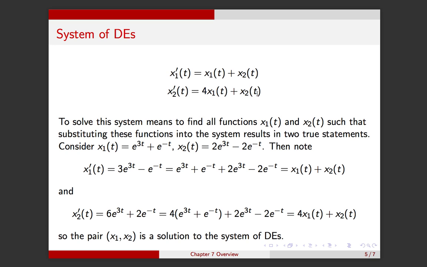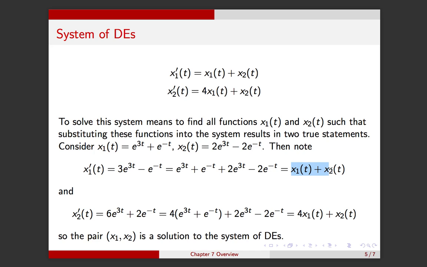So consider these two functions. I'm just pulling these out of a hat, okay? So don't worry about where they came from. Consider this function of time here, x1 equals e to the 3t plus e to the negative t. Consider this other function, x2, twice e to the 3t minus 2 e to the negative t. Notice the x1 prime is this, right? 3 e to the 3t minus e to the negative t. The chain rule just pops those coefficients down, right?